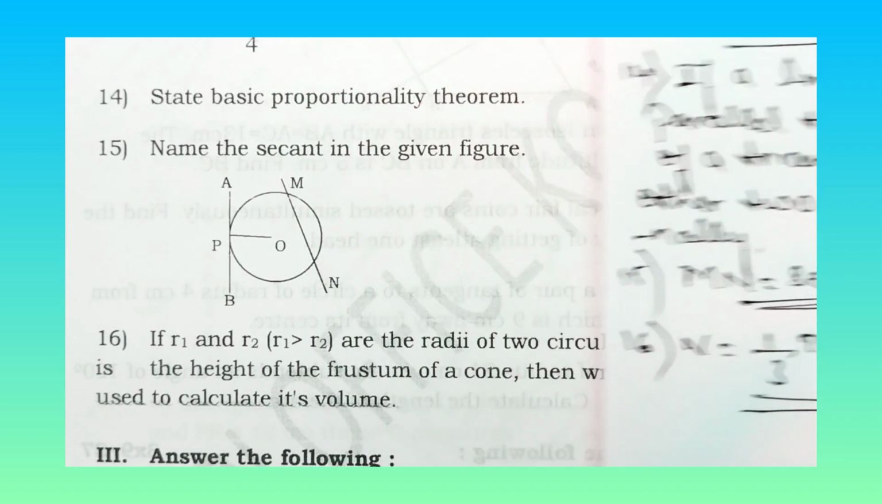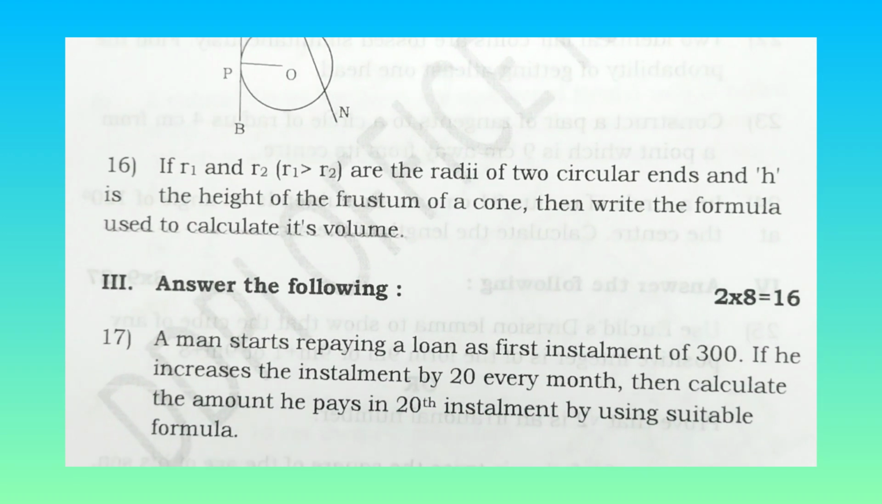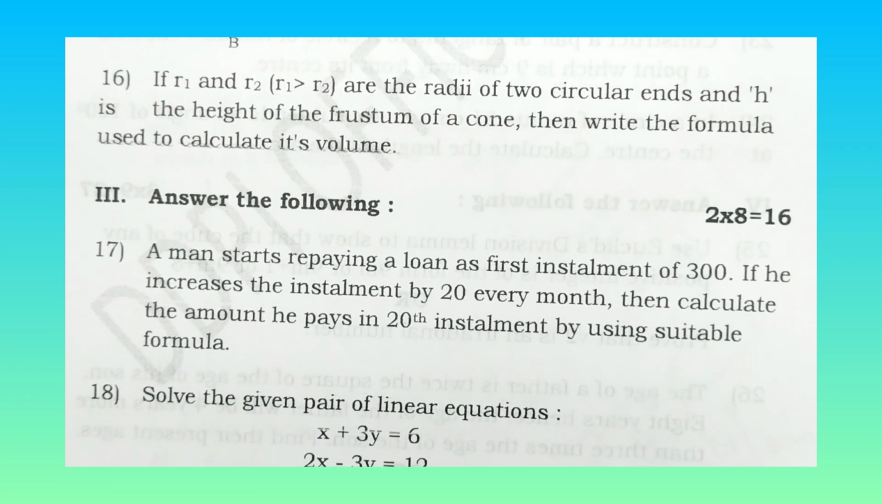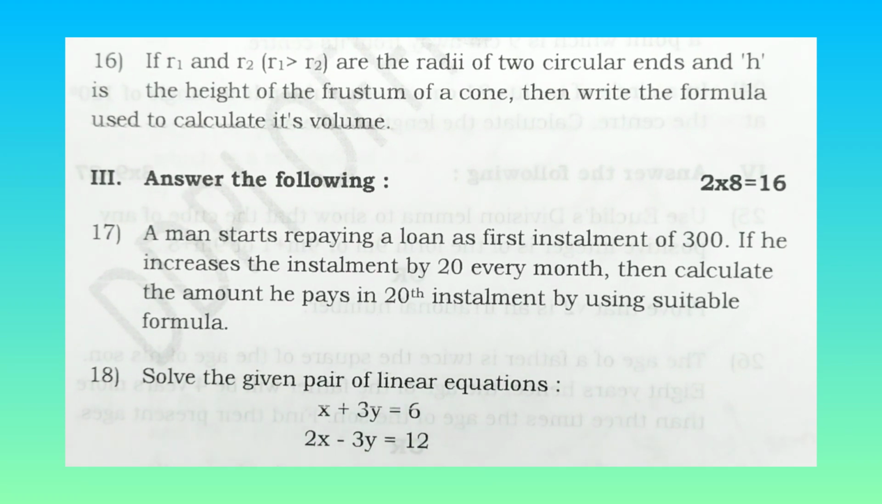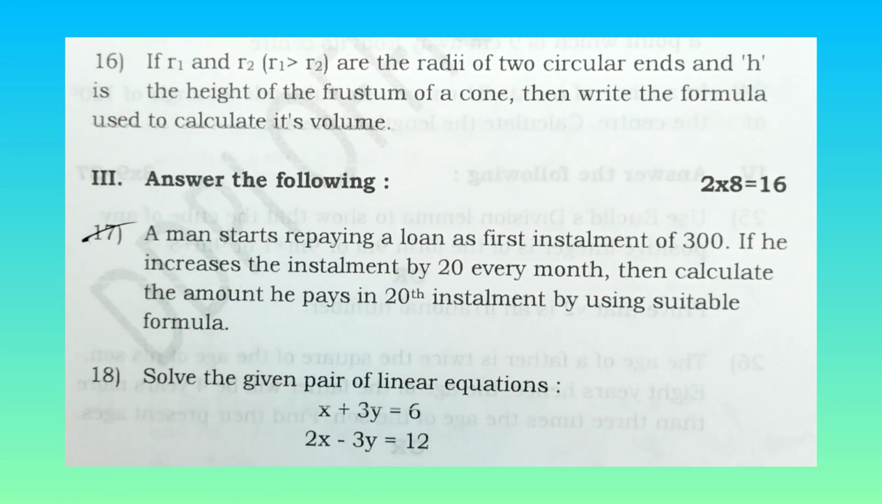Now let us move to the 17th question. So successfully we have solved the 1 mark 8 questions. In the 2 marks questions, let us answer the first question. A man starts repaying a loan with the first installment of 300. If he increases the installment by 20 every month, then calculate the amount he pays in the 20th installment by a suitable formula. We have to find out how much he pays in the 20th installment.